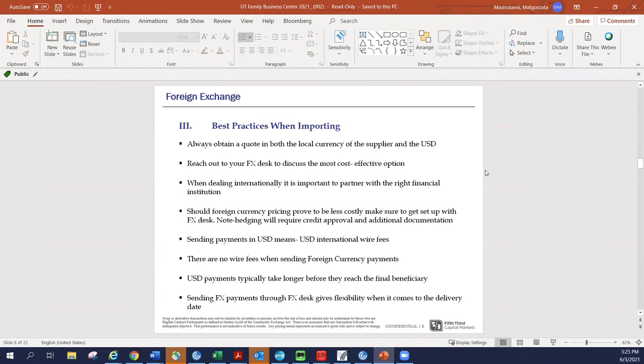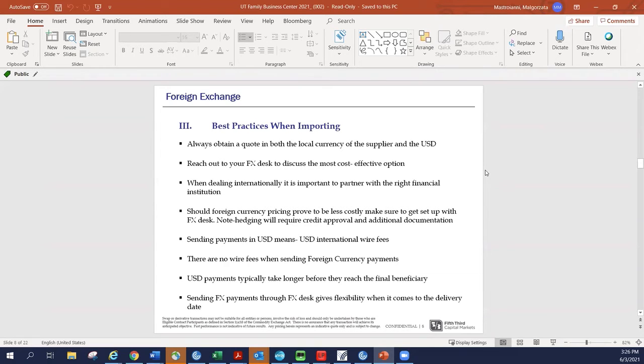Talk to your foreign exchange desk. If you do not have one, I would suggest contacting a bank which has the foreign exchange capability. What the foreign exchange desk would do is take a look at that foreign currency quote and at your payment terms, and based on the payment terms and when you need to send these payments, we can determine what the forward rates are and whether it's more cost effective to send the payment in the local currency of the supplier. Keep in mind that if you do need to set up with a foreign exchange desk for hedging, there is documentation required and there is a credit approval process that you have to go through.